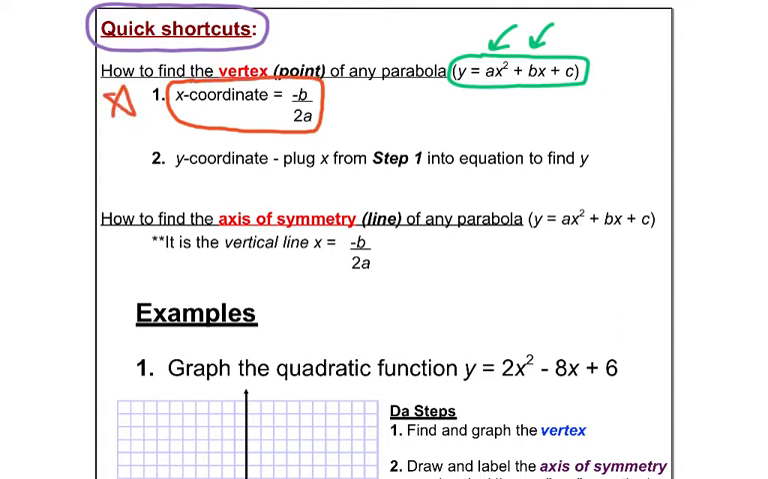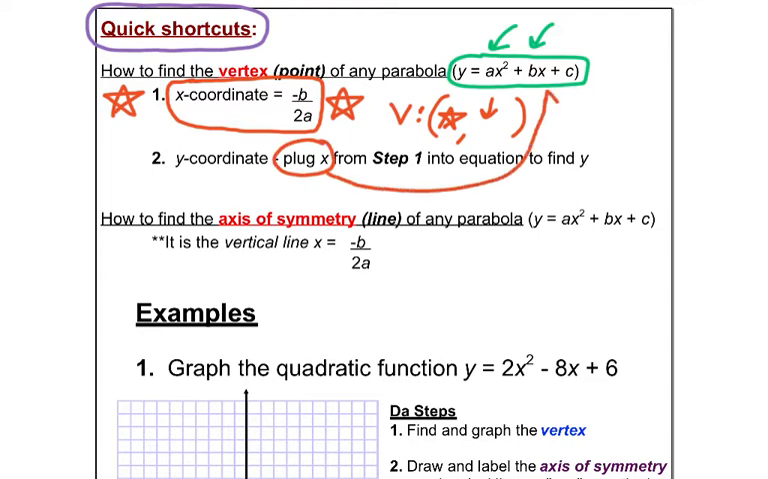To find the x-coordinate of your vertex point on your parabola, the value will always be negative b over 2a. Okay, negative b divided by 2a. Memorize that. And that will give you the x value of the vertex. Now, how do you find the y value for the vertex? You're just going to take that x value you just got and plug it back into the original standard form equation and solve for y. So the x-coordinate is negative b over 2a, and the y-coordinate comes from plugging your x-coordinate back into the original function.